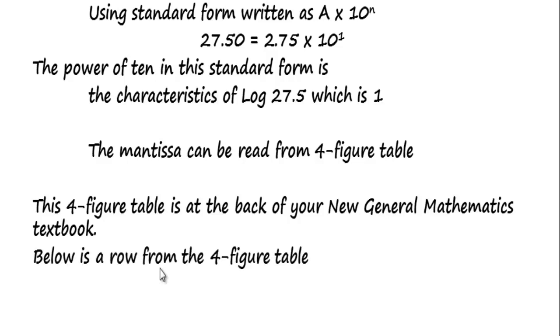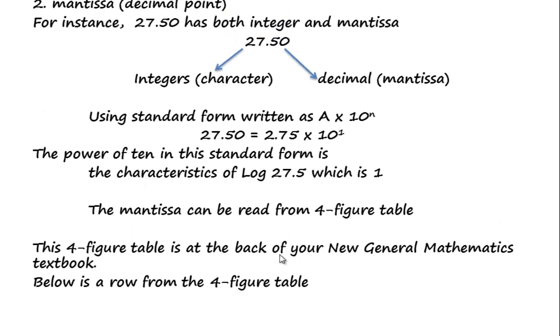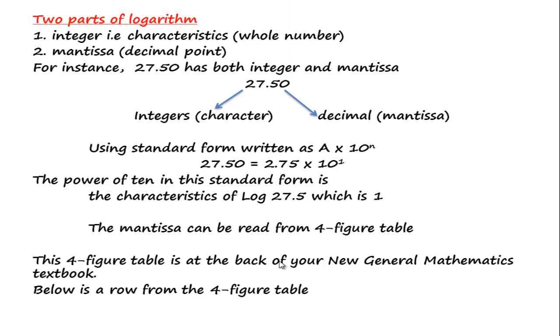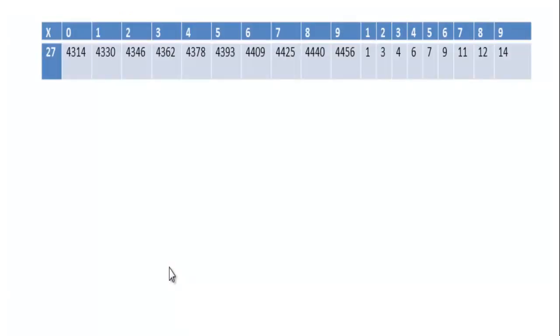Below is a row of the 4-figure table. We are going to see it on the next page. So let's move on. This is the row of the 4-figure table. We just pick a number. This actually is from 1 to 100. Are you getting me?